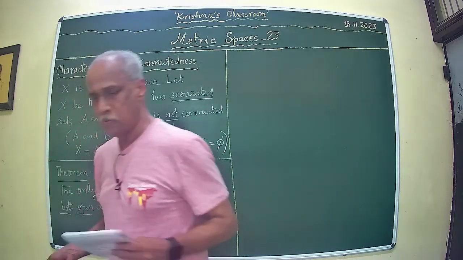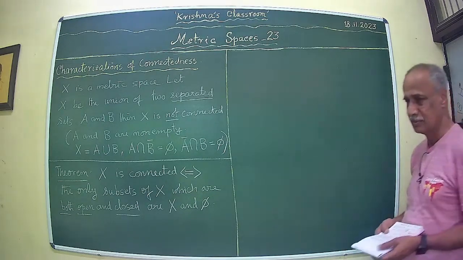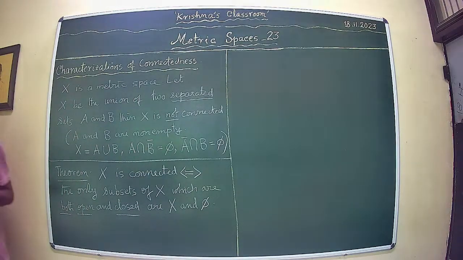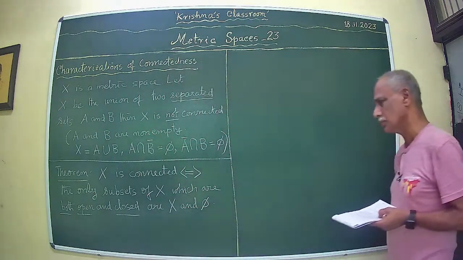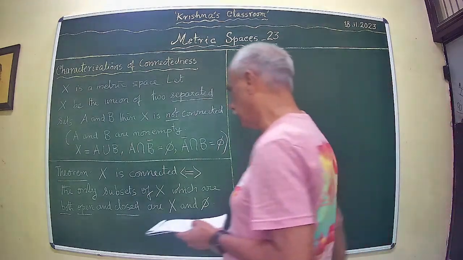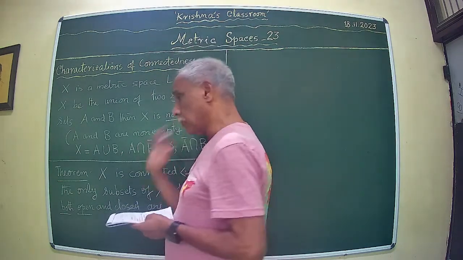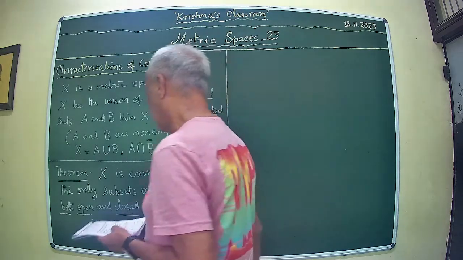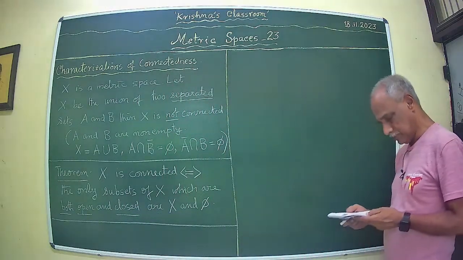That means, see, in any set or in any metric space, X is both open and closed. So also the empty set is both open and closed. And what it says is that there is no other subset of X which has the property that it is both open and closed. And this property essentially characterizes a connected set. So let us prove this theorem. Very simple result.